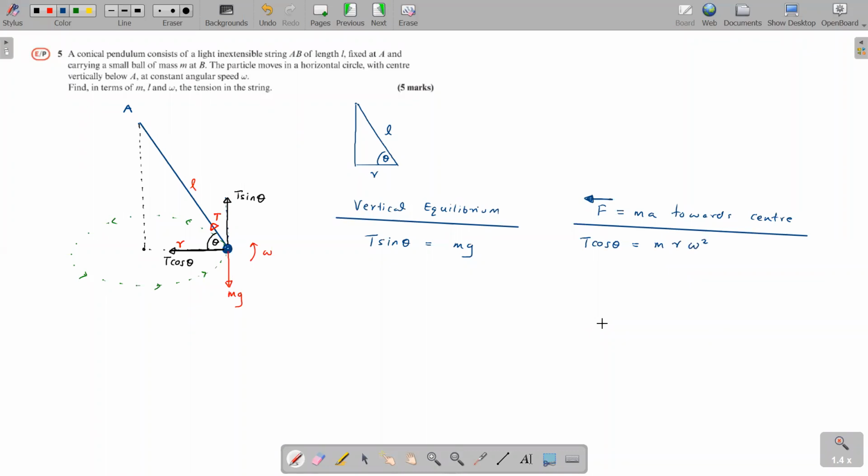So then I want to find the value of tension. Let's make T the subject in one equation and substitute into the other. So I get T equals mg over sine theta, right? T is mg over sine theta. Agreed? Let's input the value here. We're supposed to find the tension, right? If I substitute the T value here, I'm going to lose it.